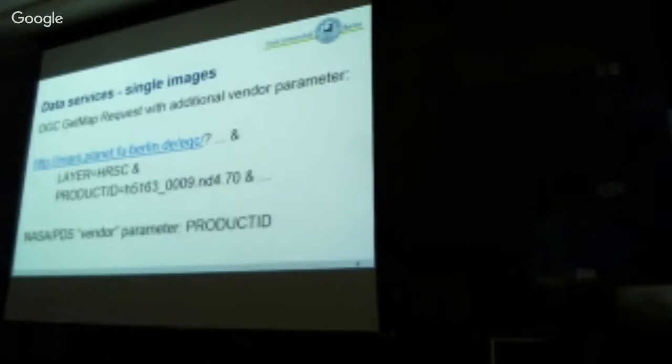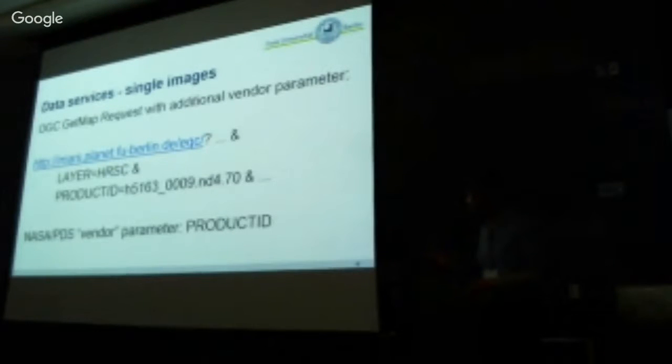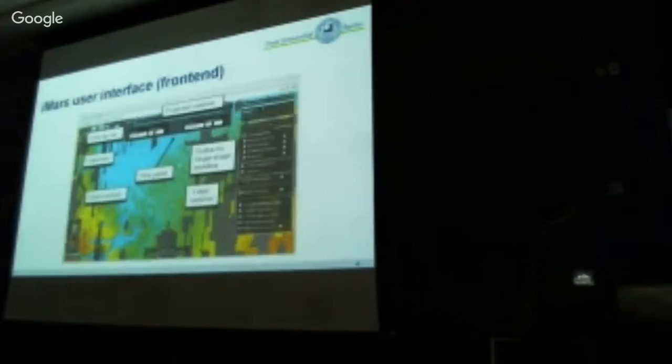So this is an example that Sebastian did to generate dynamic layers via vendor parameters. This is what the URL looks like: there's an OGC getMap request, and there's an additional vendor parameter, which is the product ID parameter added in the PDF. So if the user calls a layer like that, the layer is dynamically created in the backend and then handed over to the client.